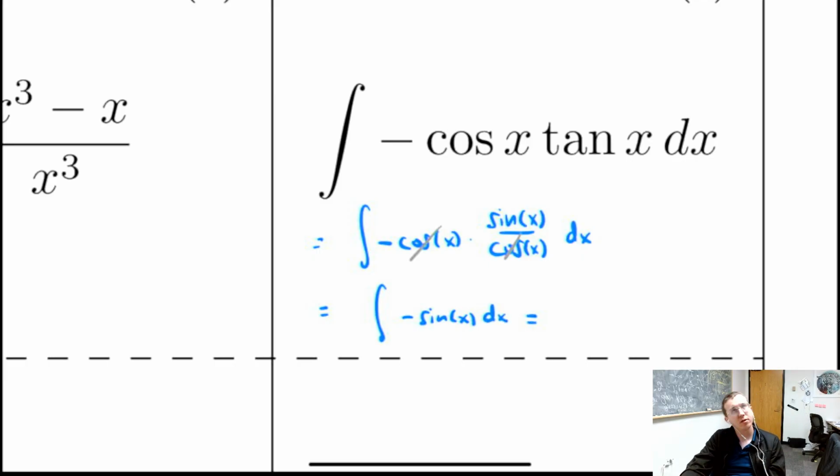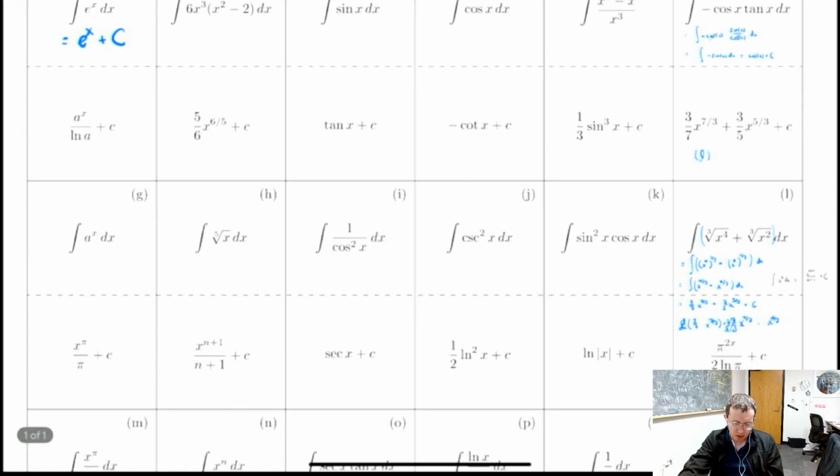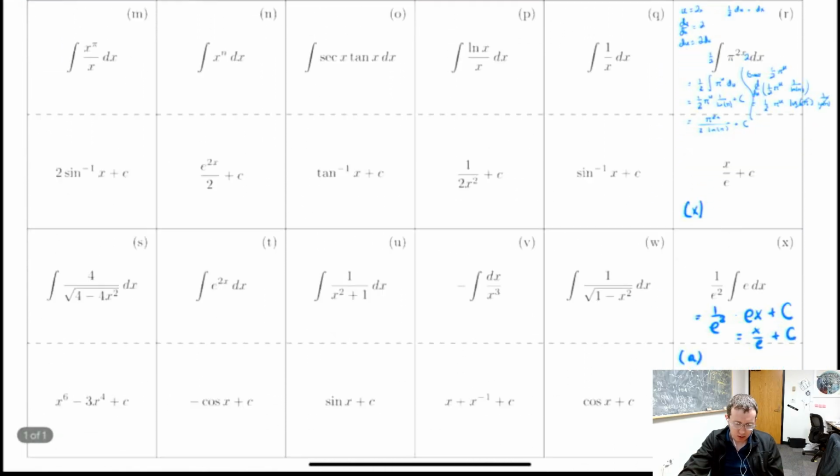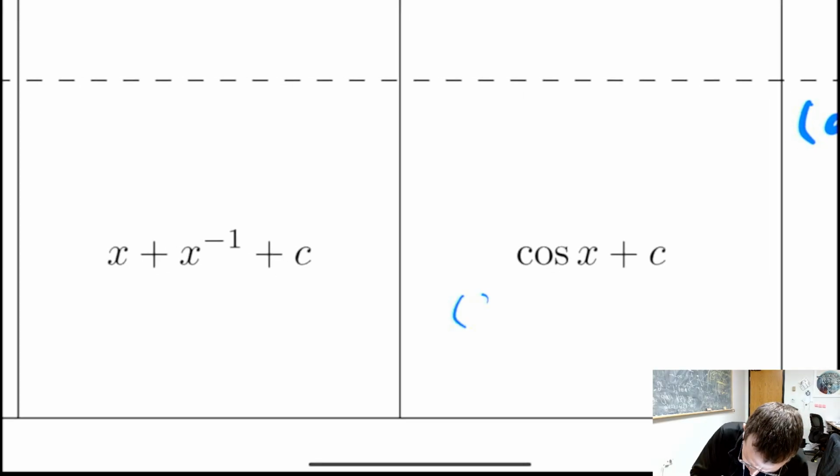I think, what function would give me minus sine of x when I differentiate? Well, that's cosine of x. The derivative of cosine of x is minus sine of x. All right, so this one came from domino F.